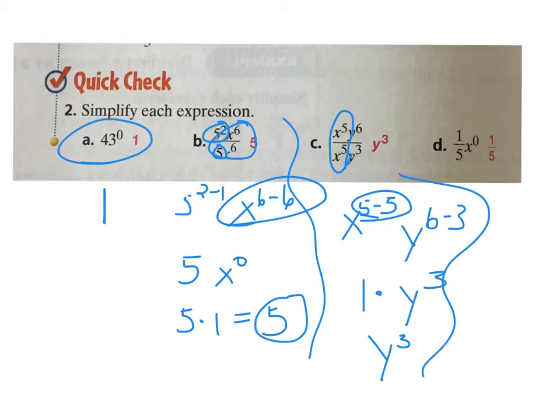And then finally, over here, we take a look. X to the 0 power becomes the number 1, leaving just the 1/5 times 1, which is just 1/5.